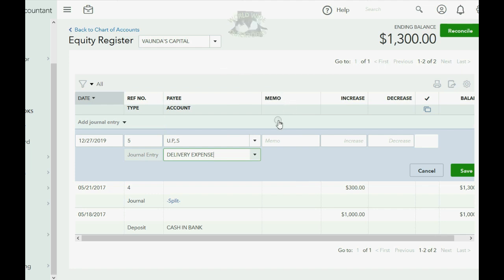And of course, now here's the question. Which register are we in? We're in the capital register. So in the capital register, is capital increasing or decreasing if Vonda pays a business expense from personal? The answer is capital is increasing. You will almost never use the decrease column if it's the capital account.